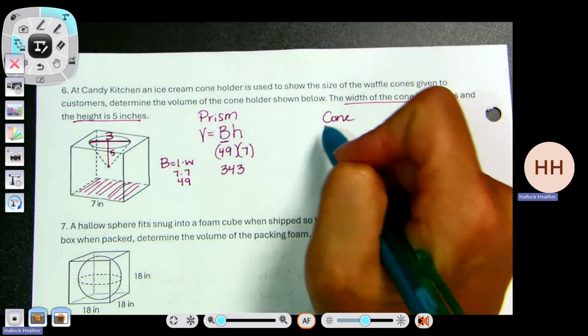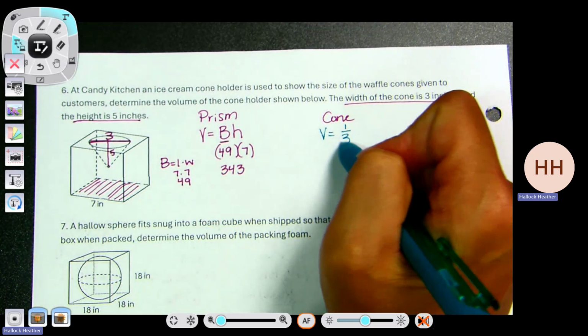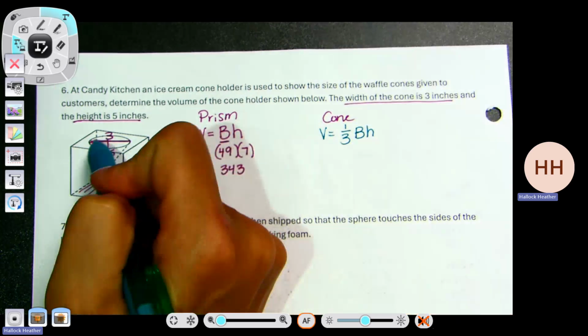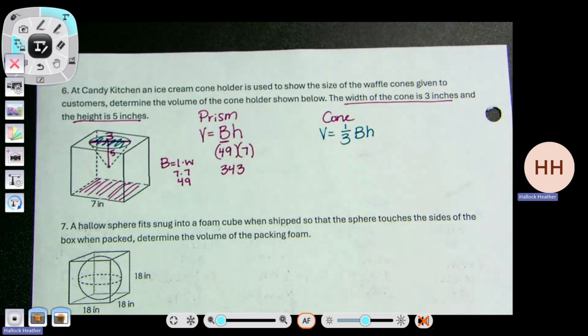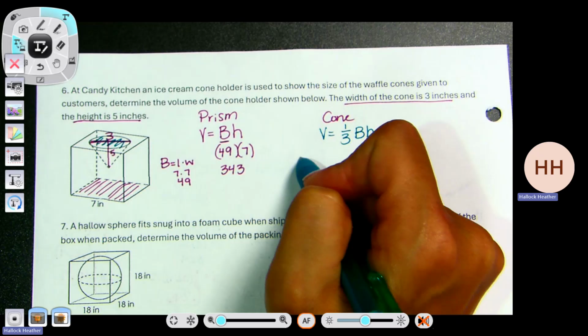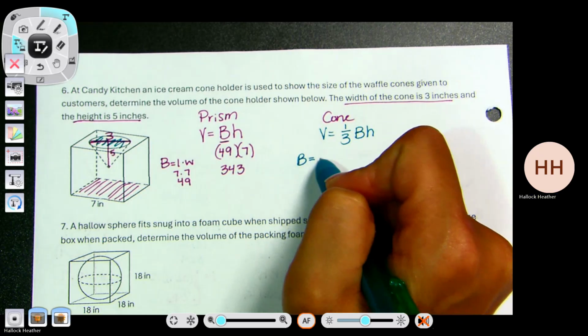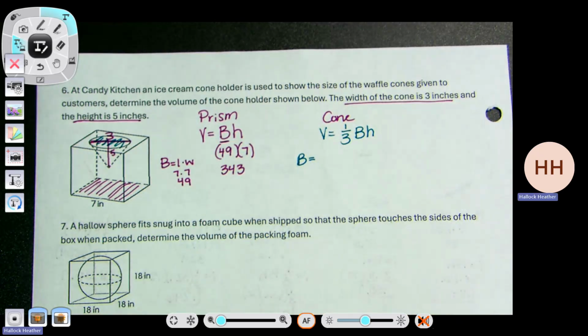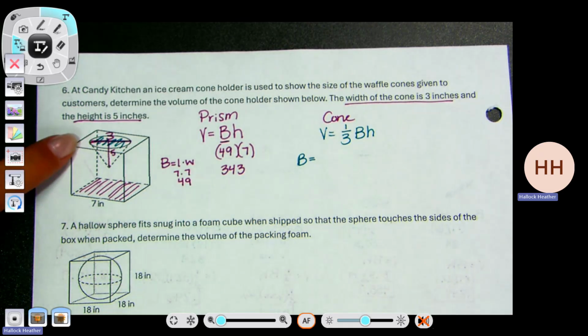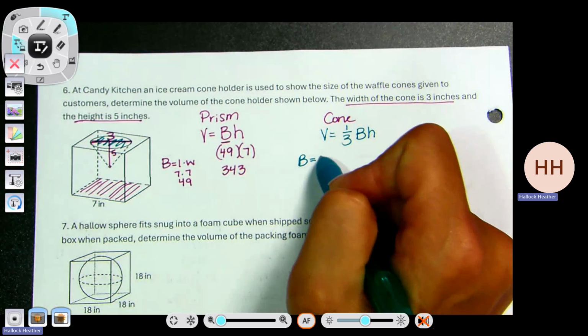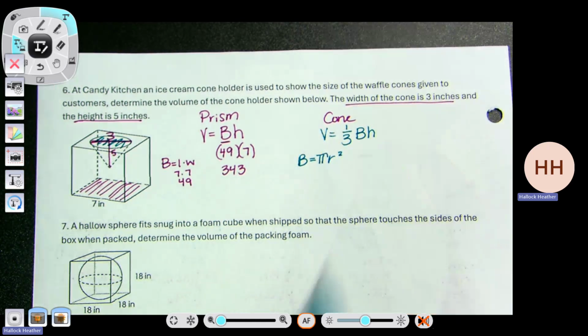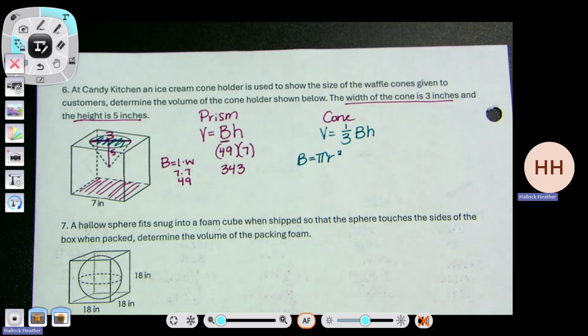So you should be using 1/3 big BH. Your base for your cone is not length times width. You should be using what for your big B? No. Base of area. What's the shape of the cone? Circle. It's a circle. Radius. So pi r squared. So you are using the circle.